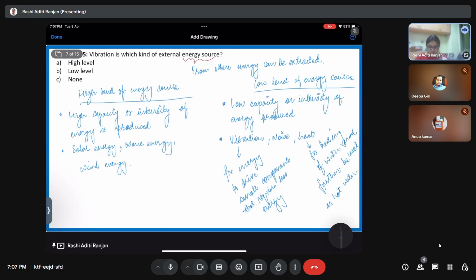So vibration is which kind of energy source? It is a low level energy source. It's not a high level energy source because the vibration is not that high, and extracting energy from vibration is also not very easy.